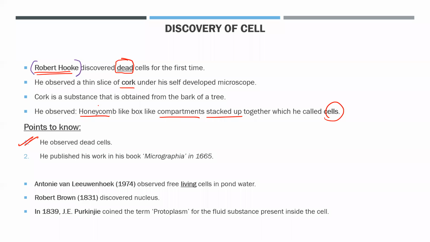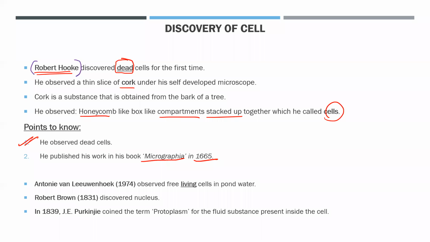And the second part is that he published his work in his book. That means he wrote a book in 1665 that was called Micrographia, and he basically drew all the diagrams. He made his findings public in this particular book. Okay, the second point is not going to be asked in your exam. It is just for your knowledge.